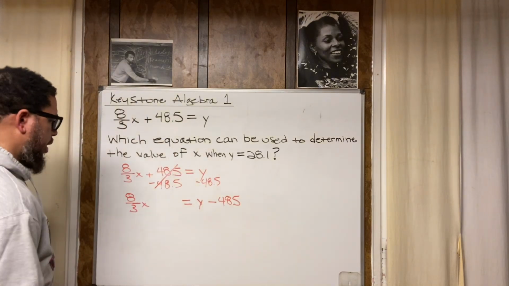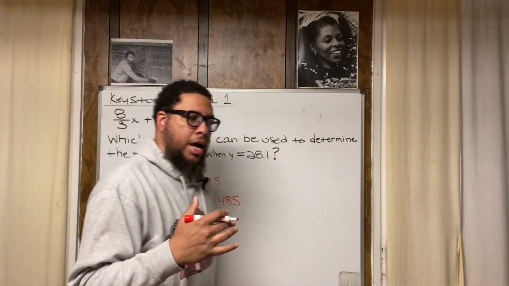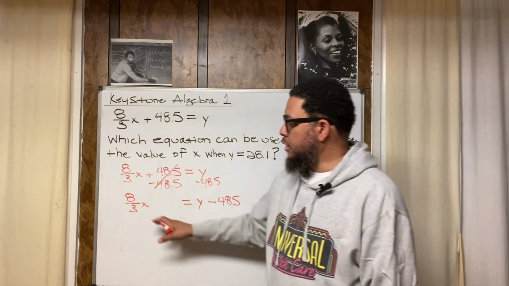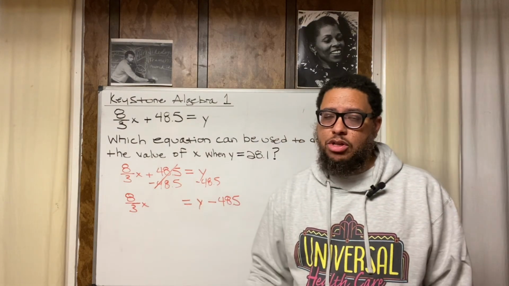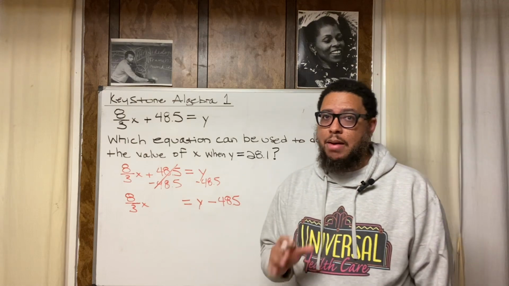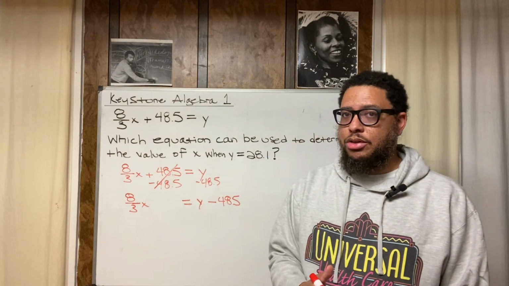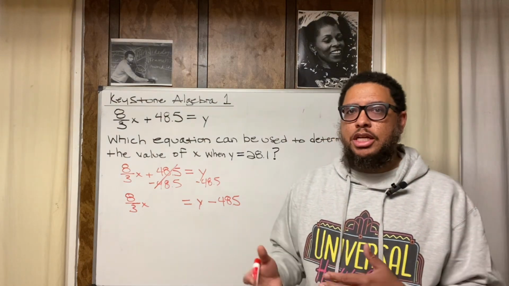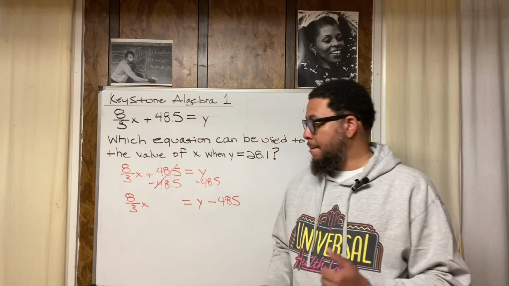right? Now, I still need to get rid of this 8/3. How do I get rid of 8/3? Again, do the opposite operation. This is multiplication. What's the opposite of multiplying by 8/3? The opposite of multiplying by 8/3 is dividing by 8/3. And another way to write that is the keep, change, flip method, well, really for dividing fractions, right?